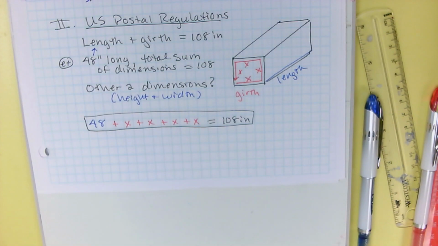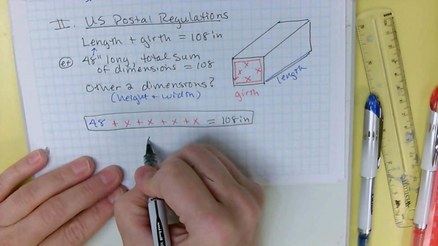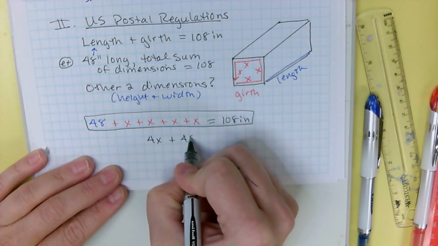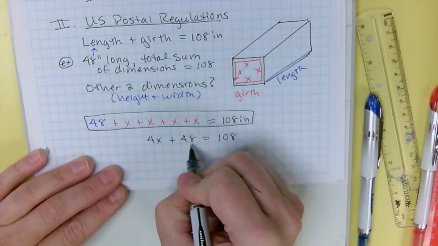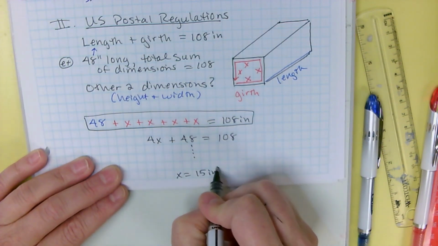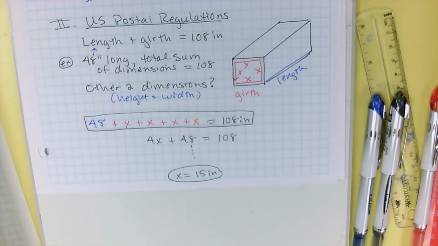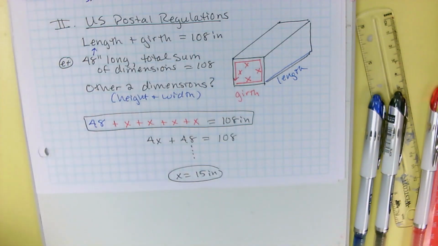And that would be your equation to try to figure out the missing height and width. So I'm not going to do this whole problem, but x plus x plus x plus x is 4x plus 48 equals 108. I'm just going to put dot, dot, dot, and x ends up being 15 inches. And that would be your height and your width. So on your homework, you're going to have a girth problem. You're going to have a U.S. Postal Service problem. So you can use this one to help you figure it out.